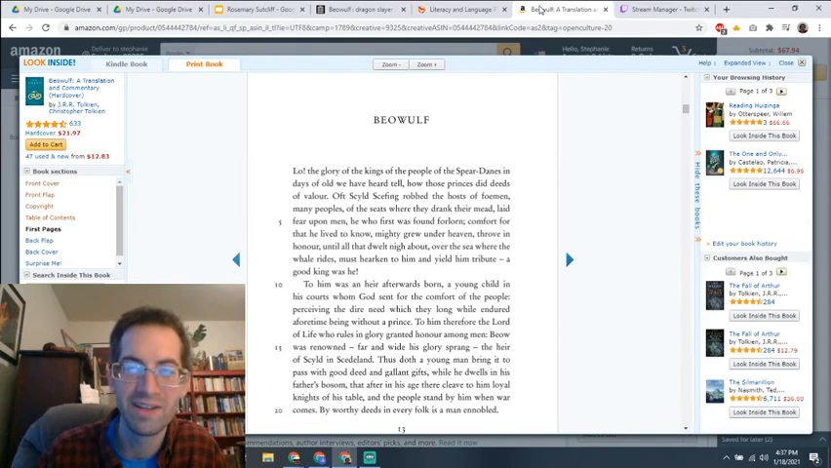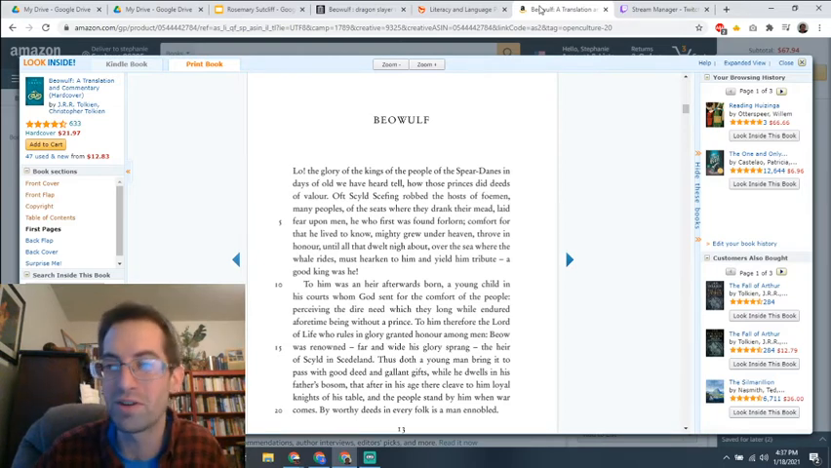So that last little passage there, "a good king was he," is literally probably the easiest part of the whole book to understand from the Old English to our modern English. It sounds really similar.